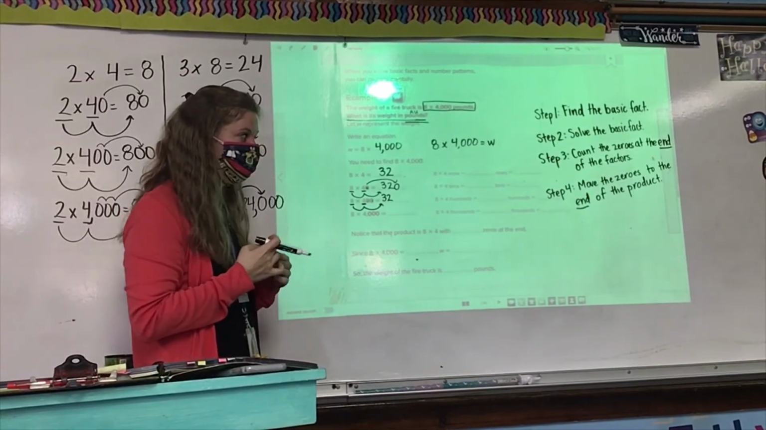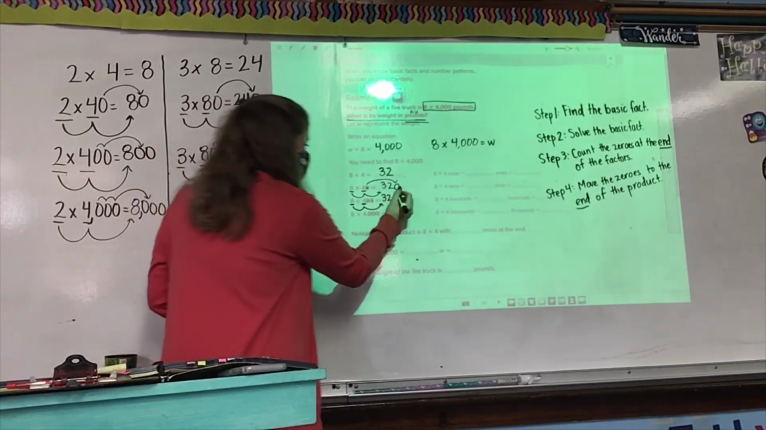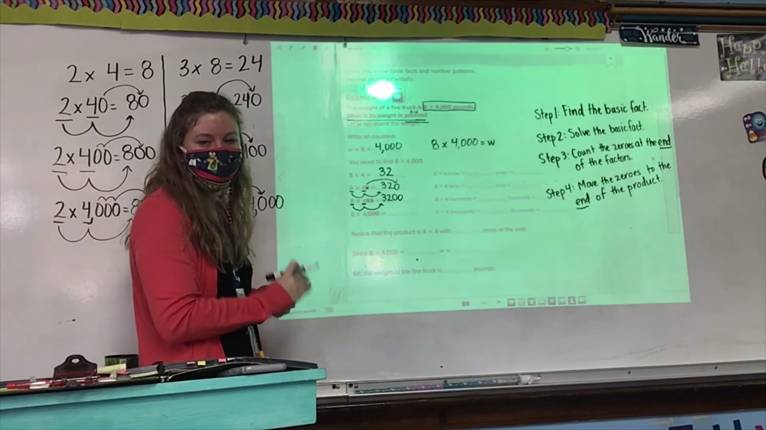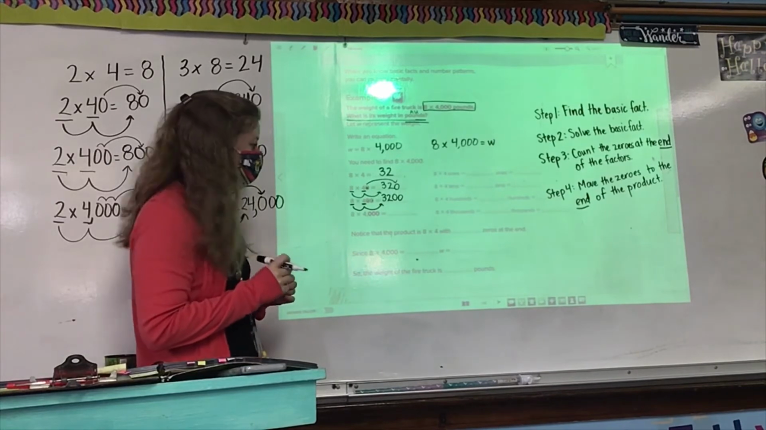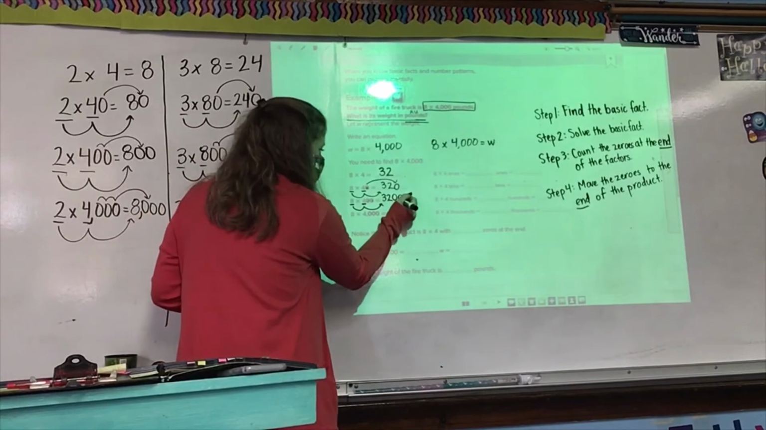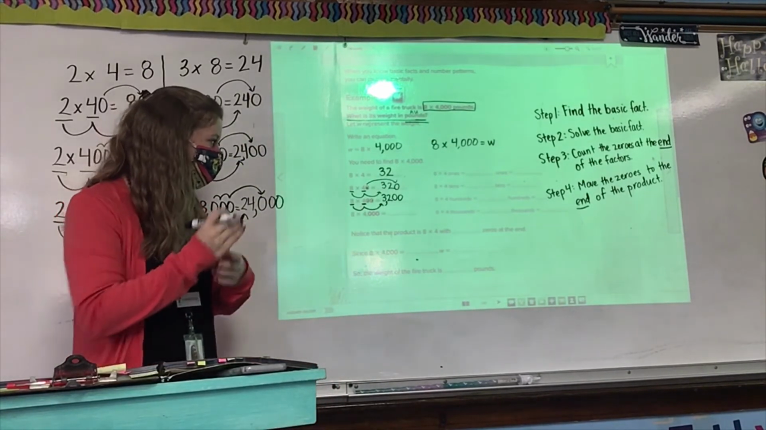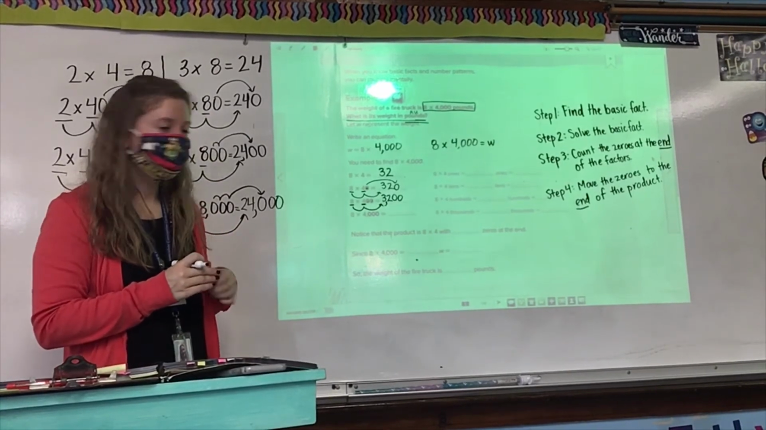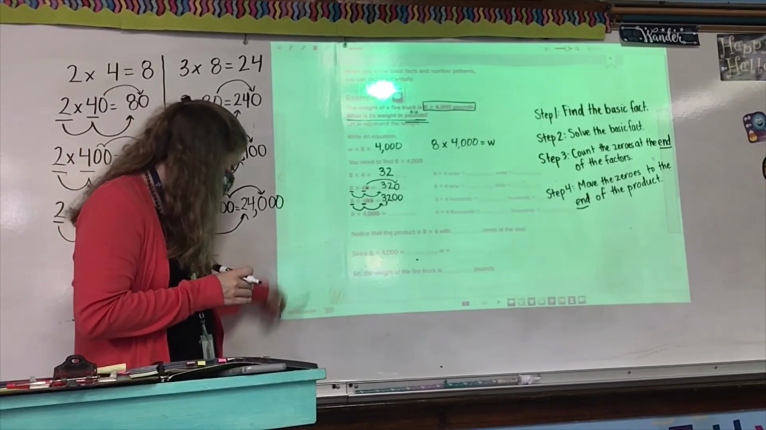Step 4 is to move the zeros to the end of the product. So we're moving 2 zeros to the end of the product. How many digits do we have, Carla? We have 4 digits. So what do we need to do before we move on? We need to put in the comma. 1, 2, 3, comma, 1, no comma. So 8 times 400 is what, Carla? 3,200. Very good. Okay, now 8 times 4,000.